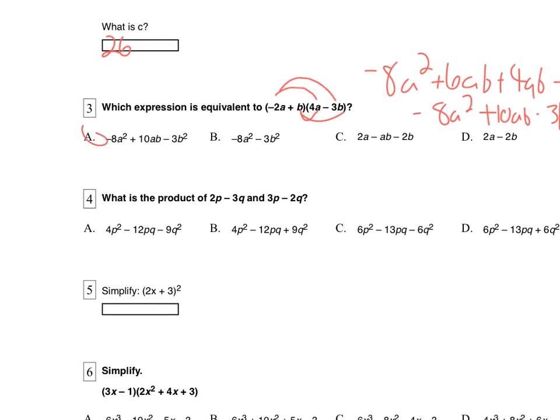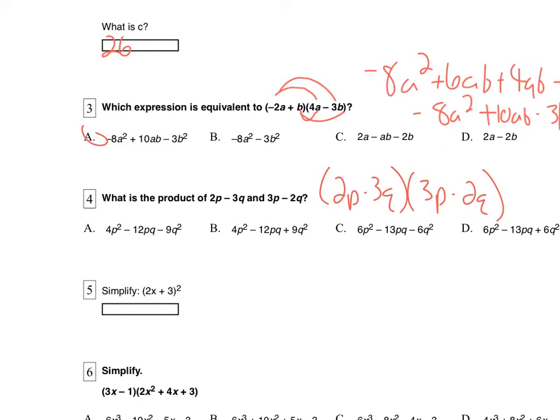Okay, number 4, similar to the one we just did, but now it's written out. What does product mean? Multiply. Okay, so when we're doing the product of two binomials, that is the same as what we just saw. So it is 2p minus 3q times, or multiplied by, 3p minus 2q. So now it's a problem we've done before. We just need to recognize the vocabulary of what product means.